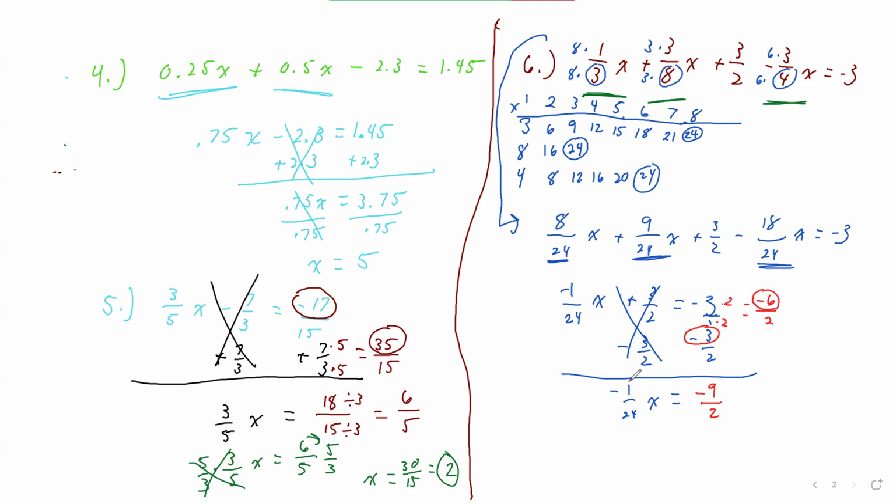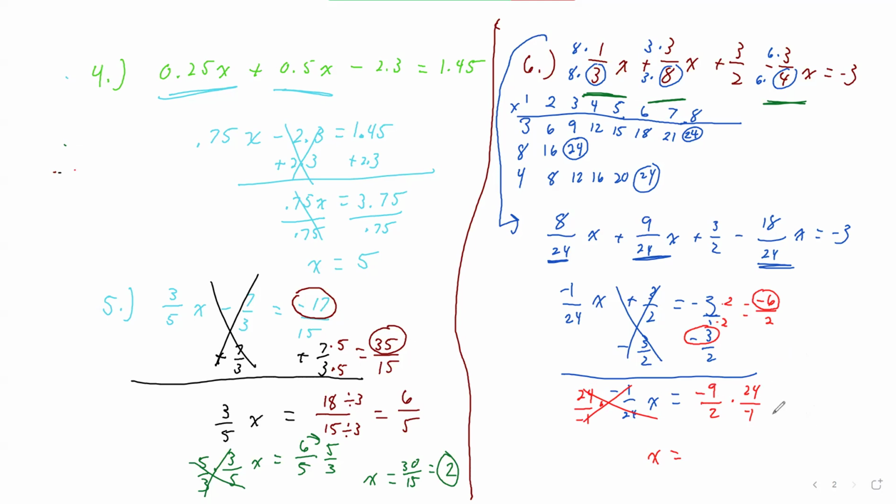How do I get rid of that negative 1/24? How do I get rid of fractions when they're being multiplied? Reciprocal. I've got to multiply by the reciprocal. So I've got to flip it. So this is 24 over negative 1. And since I do it on this side, I've got to come over here and do it to this side. Right? Now they're real fun.